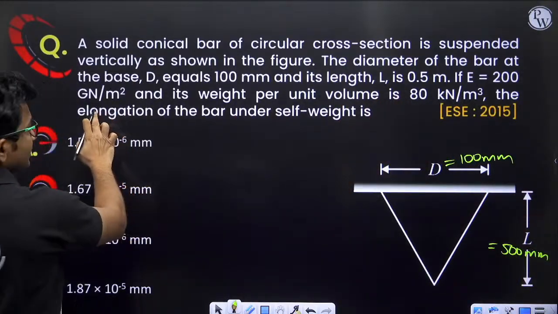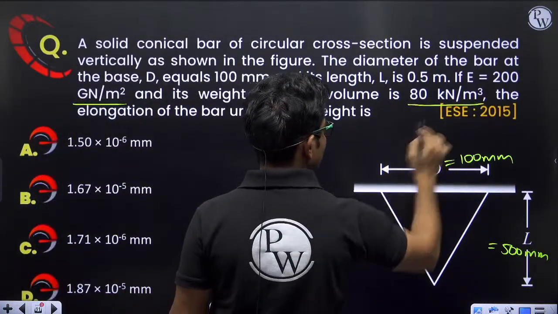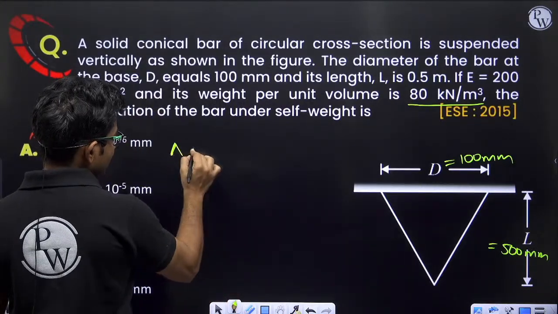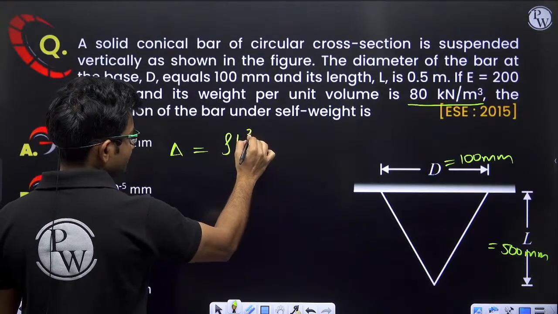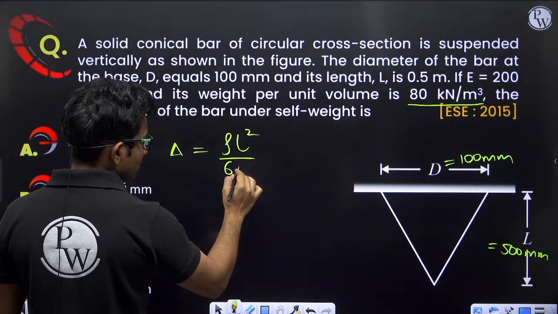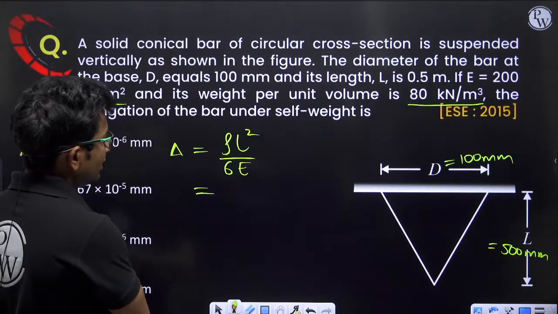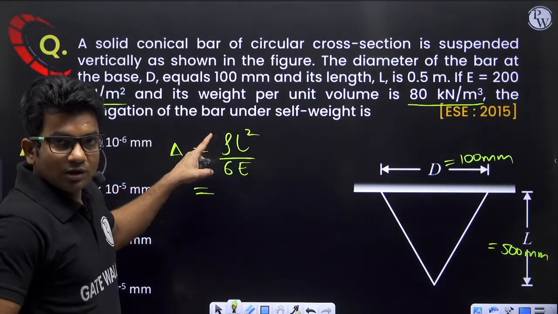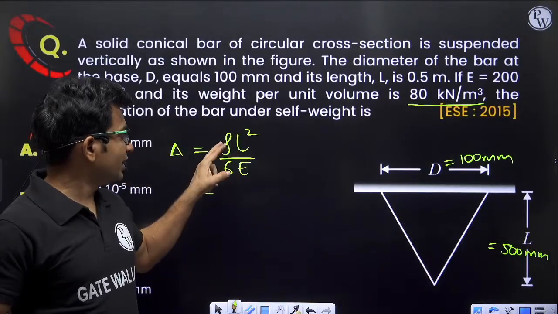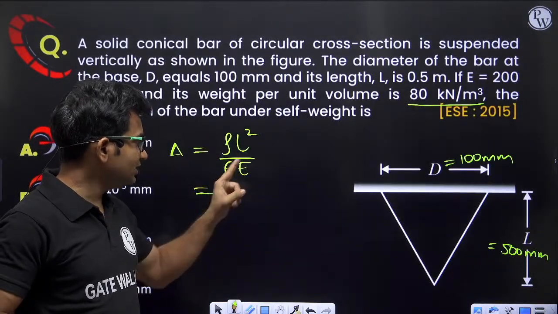If Young's modulus is 200 giganewton per meter square and its weight per unit volume is 80 kilonewton per meter cube, the elongation of the bar under self weight is? So elongation under self weight is rho L square upon 2E for a cylindrical bar, and 1/3 of that, rho L square upon 6E, will be for a conical bar.